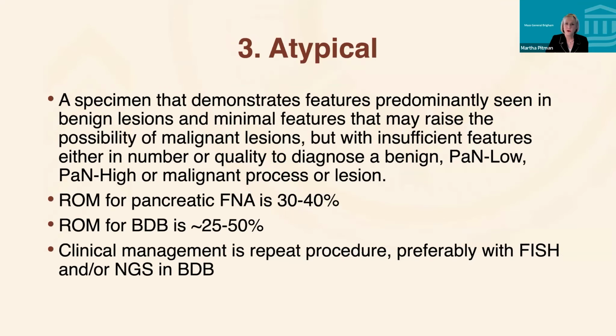Now, the atypical category is one that predominantly shows minimal features of malignancy. Just a few atypical cells, too much to call benign and negative, not enough to call suspicious or classify a lesion in the pan-low or pan-high category, certainly not enough for a malignant diagnosis. So it leans towards the benign, but it has a risk of malignancy of up to 40%. You just don't have the quality or the quantity to go past atypical. In bile duct brushings, we know that the risk of malignancy is even higher, up to 50%.